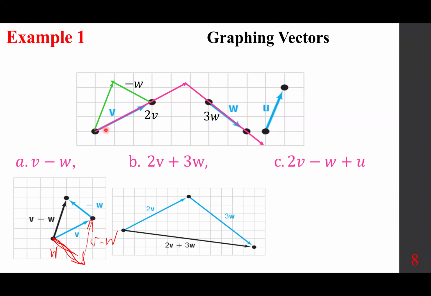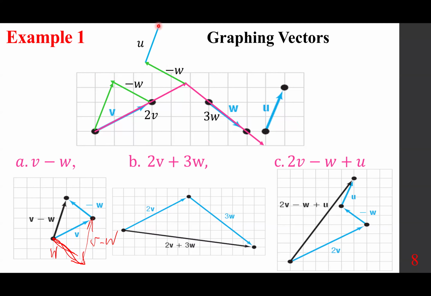Now 2V, we have it here. W, and so this is minus W, the same thing, put it here, right? This is the same as this one, minus W. And then plus U, put it here, minus W, plus U, and then connect. And you get 2V minus W plus U.